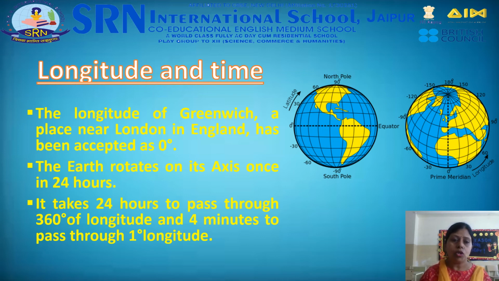If it is 12 o'clock noon at Greenwich, the time of Delhi shall be 5 hours and 8 minutes ahead of Greenwich because it lies to the east of Greenwich. It shall be 12 plus 5 hours and 8 minutes, which means 5 o'clock and 8 minutes PM at Delhi.